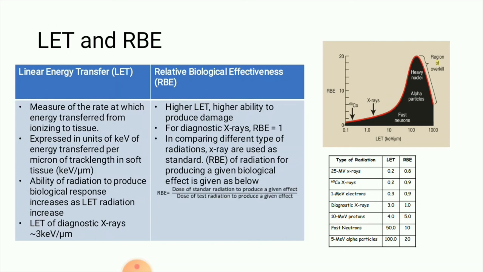Okay, as we can see here in the graph, the LET at which RBE reaches a peak is much the same, about 100 keV per micrometer, for a wide range of mammalian cells. As the LET increases, the RBE increases slowly at first, and then more rapidly as the LET increases. As we can see here, from 10 until 100, they increase rapidly. And then at a certain point, beyond 100 keV per micrometer, the region of overkill will occur.